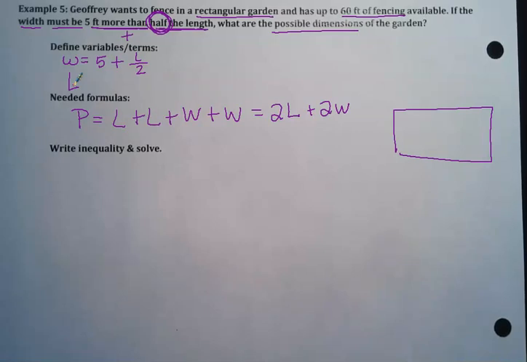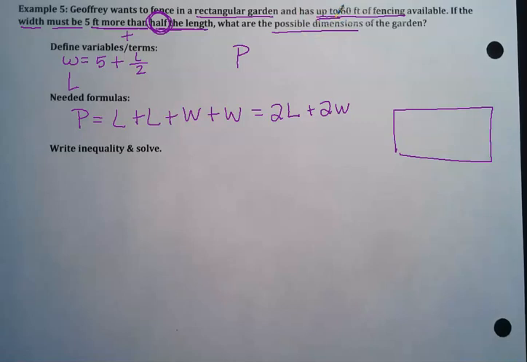Okay, so if you're curious about that, what is the 60 feet telling us? How much feet of fencing? How much is available? So what can be 60? Like we talked about this. We now have width, we have length, and we have perimeter. What could be 60? The perimeter could be 60, right? It says we have up to 60 feet.